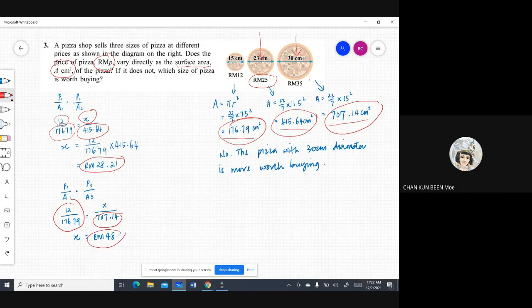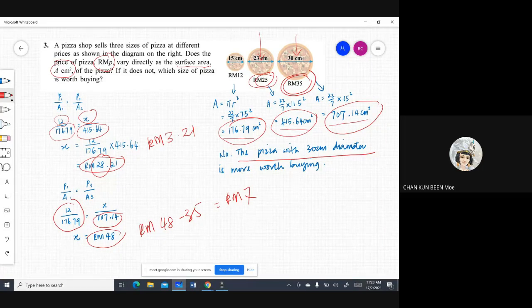Compared to this, it is 35. So which pizza is more worth it? Then you can just find the difference. 28 minus 25, the difference is 3 ringgit 21 cents, right? And then for the last pizza, 48 minus 35, how much is it? 7 ringgit, right? Therefore, the pizza with 30 centimeter diameter is more worth buying. Okay?